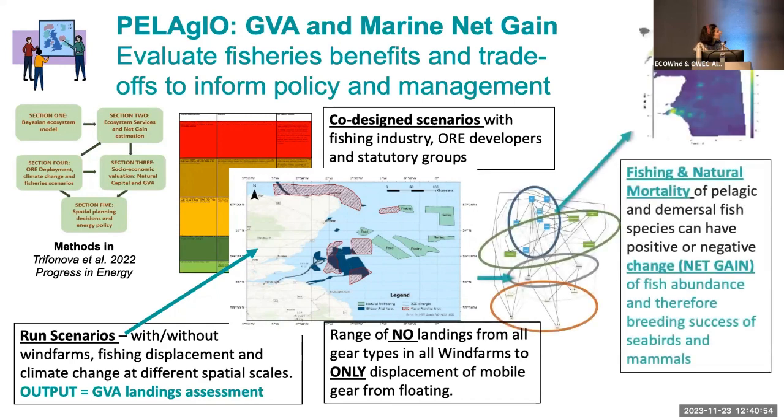And again, this is just an illustration to show you how everything is coming together and what outputs will be available, so that really we can talk about cumulative changes and net gain as well. The fishing and the natural mortality is just one example when we're looking at changes to a pelagic or demersal fish species, and really be able to assess not just the negative, but also the positive changes and how that might affect other trophic levels as well.